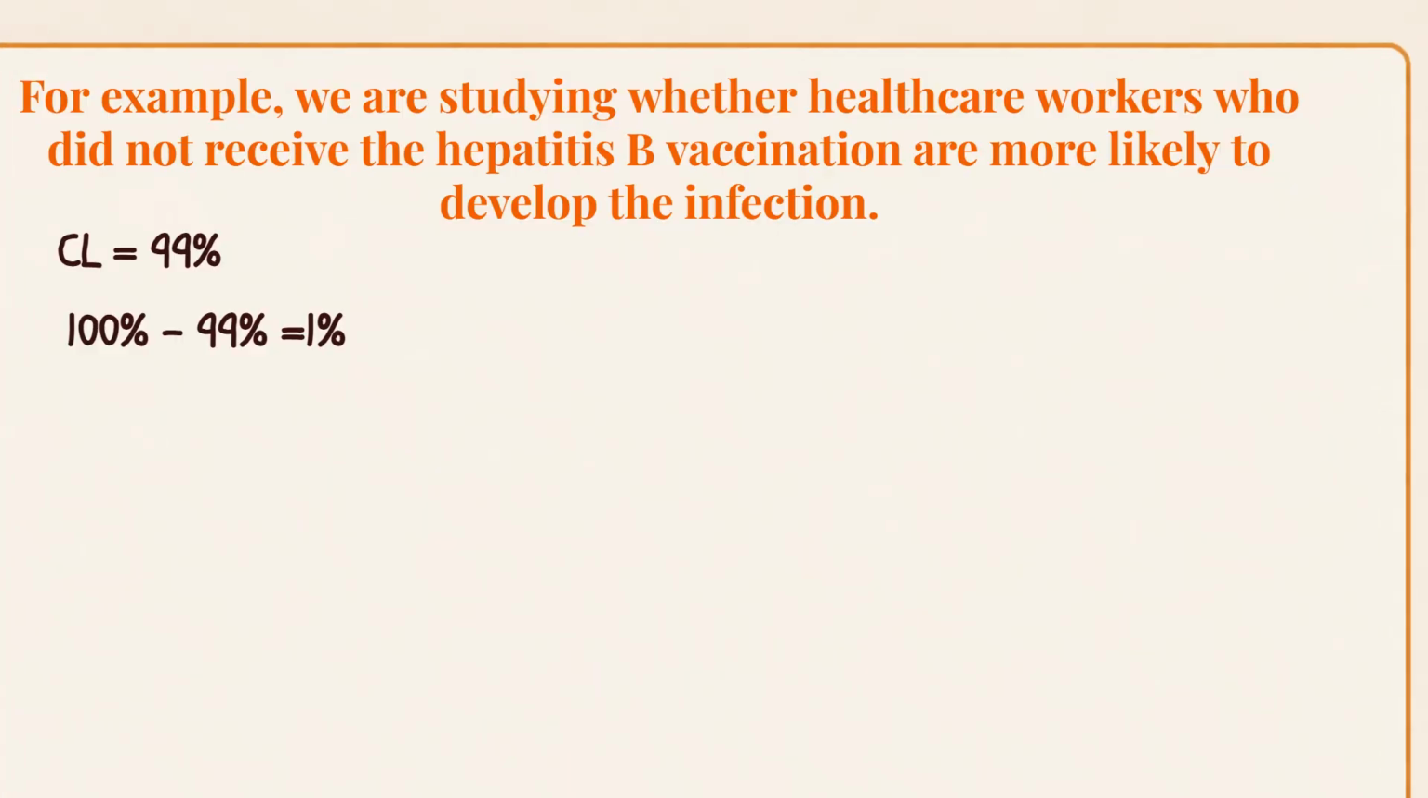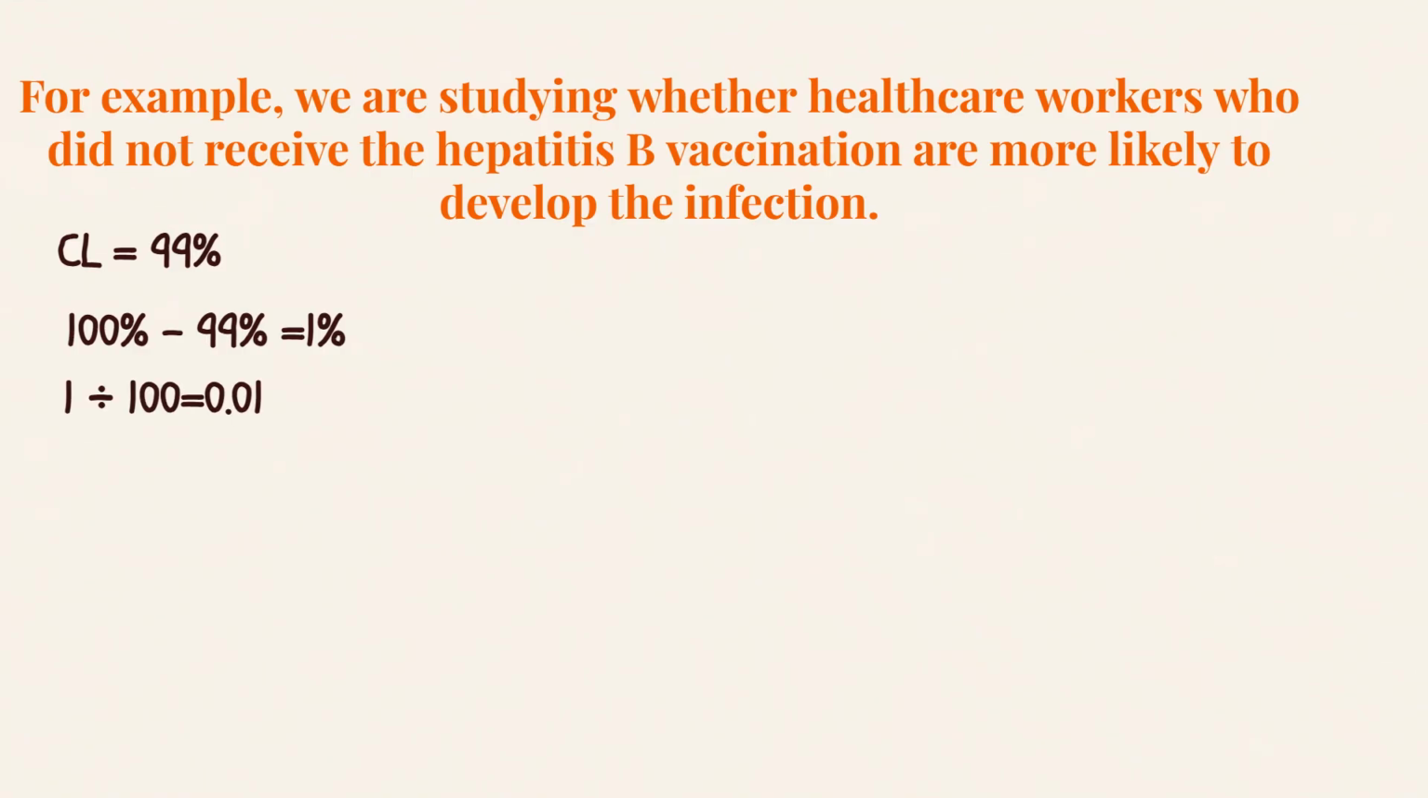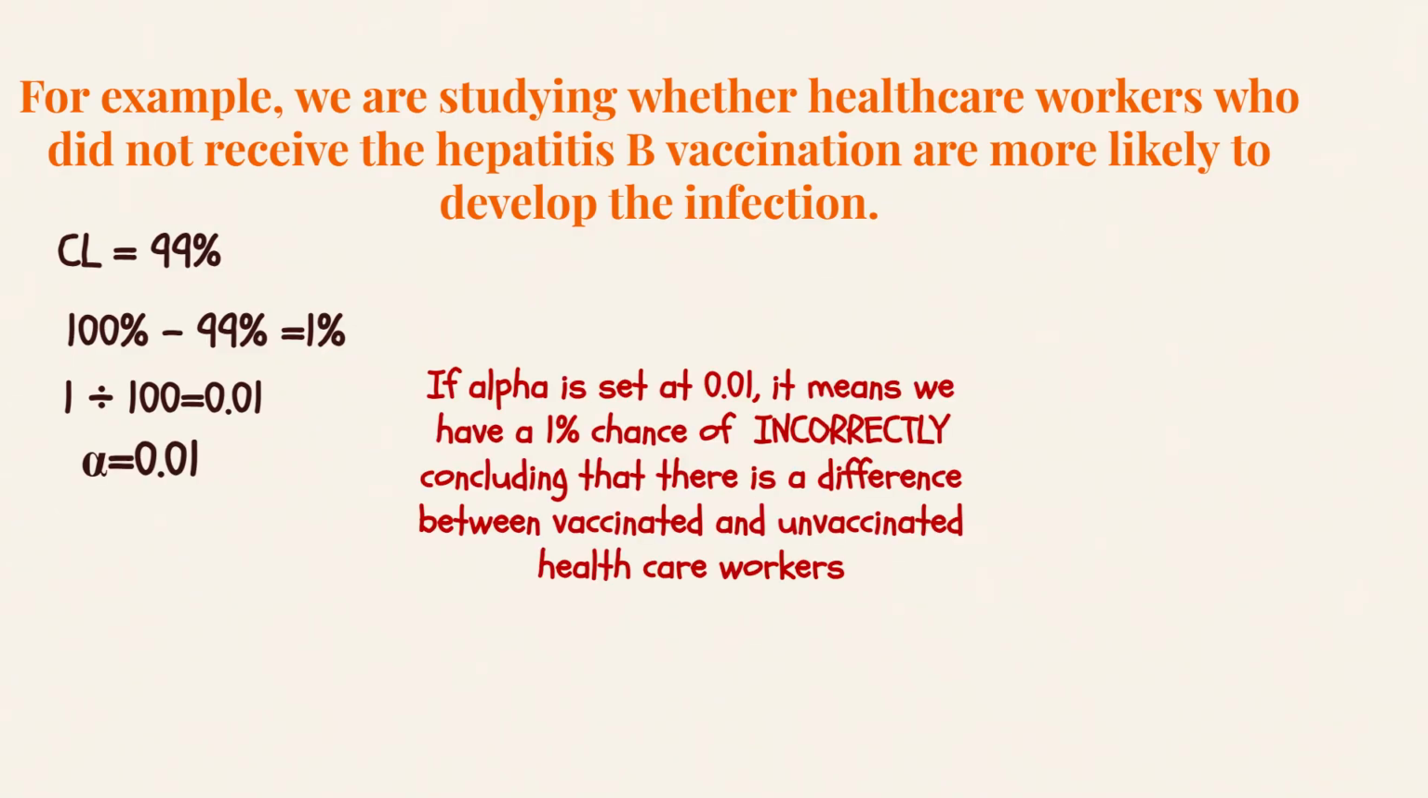Now, let's say we used a 99% confidence level. So if you subtract 99 from 100, you're going to be left with 1. If you divide 1 by 100, the answer is going to be 0.01. So alpha will be set at 0.01, which means that we have a 1% chance of incorrectly concluding that there is a difference between vaccinated healthcare workers and unvaccinated healthcare workers, when actually there is no difference.